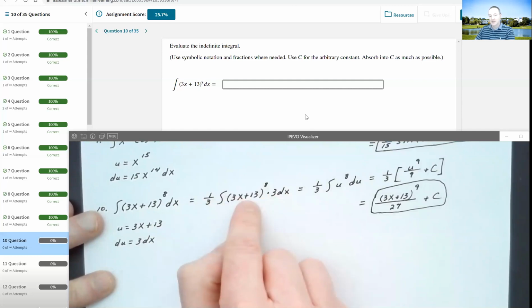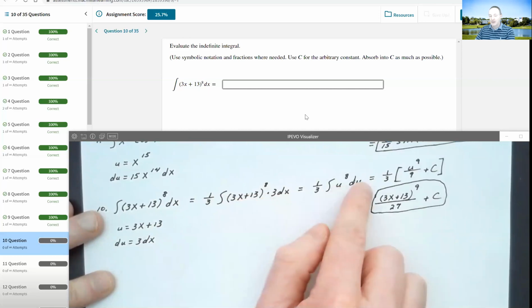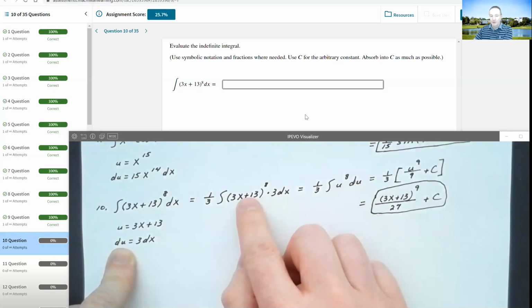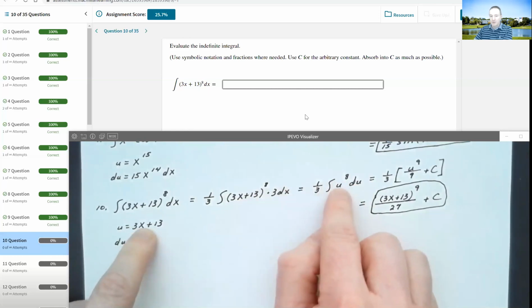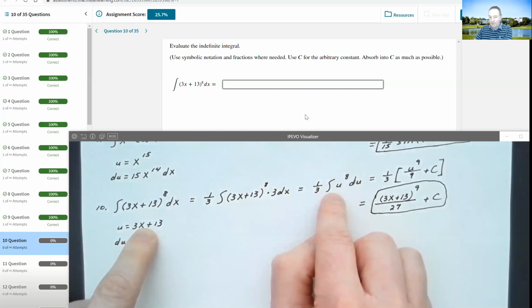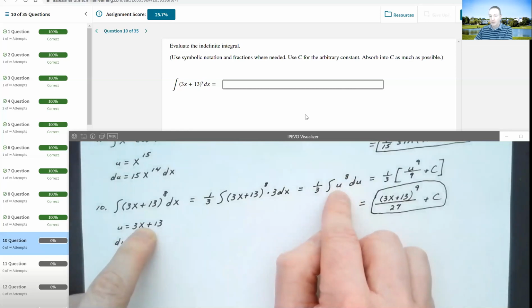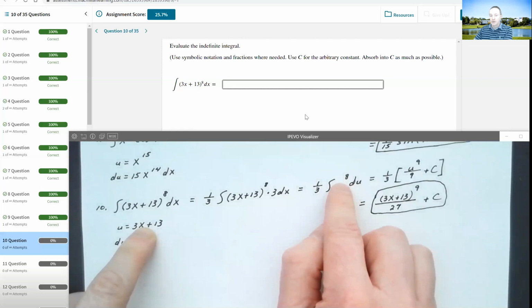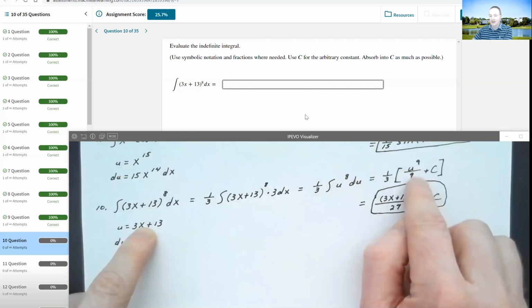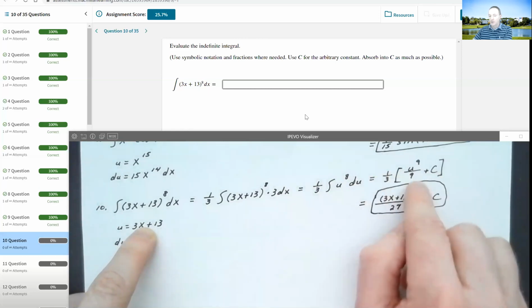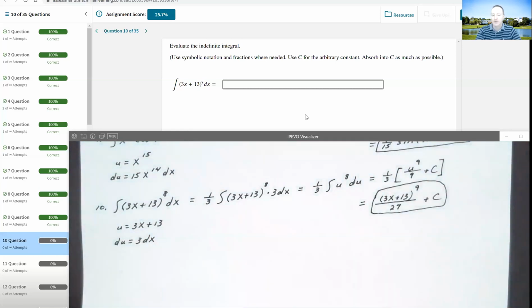So I get 1/3 times this integral. Now from this step to this step, the 3 dx gets replaced with the du. My group to the 8th power, well, that becomes u to the 8th. Now, the whole purpose of substitution is to take a problem that normal rules don't apply and create a problem where normal rules do apply. It's just power rule now. So the power rule on u to the 8th becomes u to the 9th over 9 plus your constant of integration. We distribute through the 1/3 to get the group 3x plus 13 to the 9th over 27 plus your constant of integration.